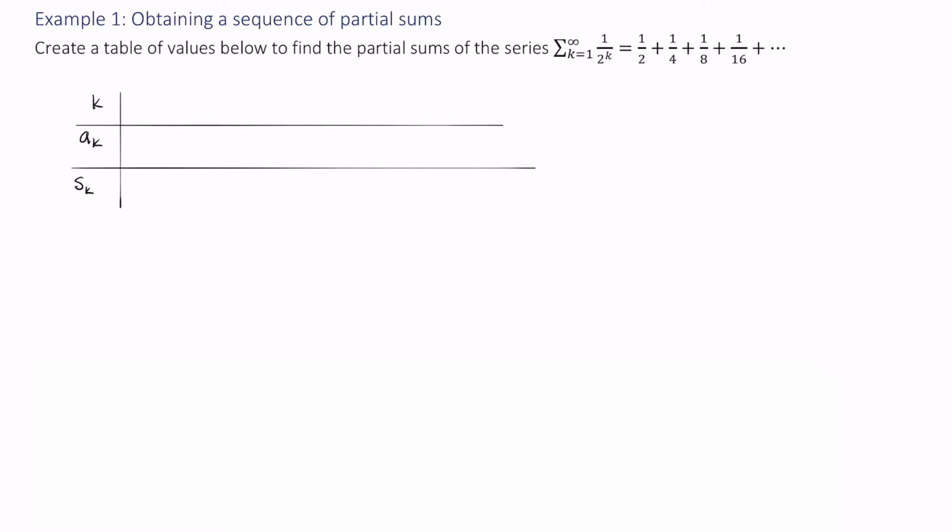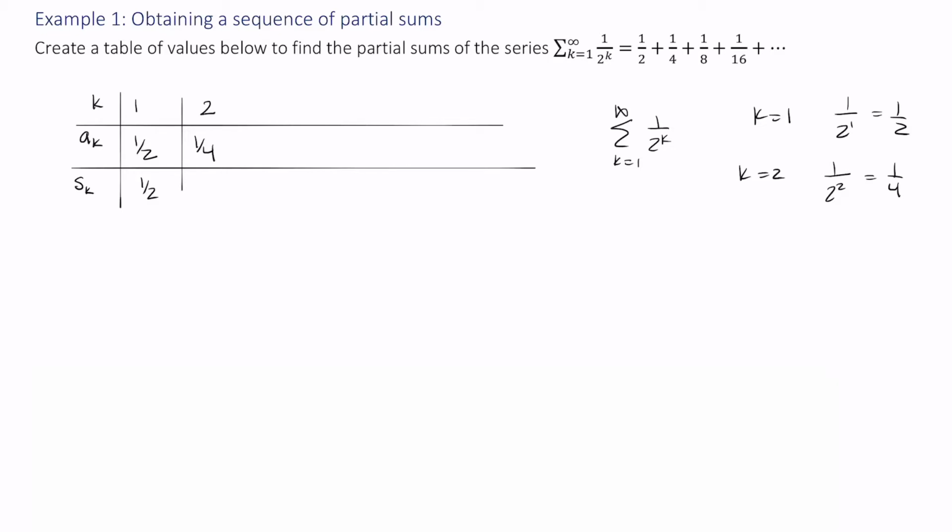So if k equals 1, then our first term, when k equals 1, we just end up with 1 over 2 to the 1, which is 1/2. So that would go here. And s sub 1 at this point would also be 1/2. All right, so let's keep going. What about when k equals 2? Well, when k equals 2, we have 1 over 2 squared, which is 1 over 4.